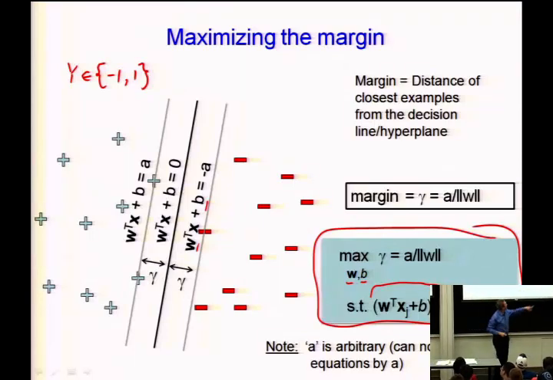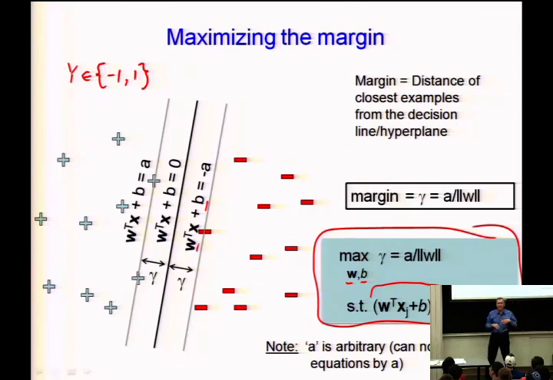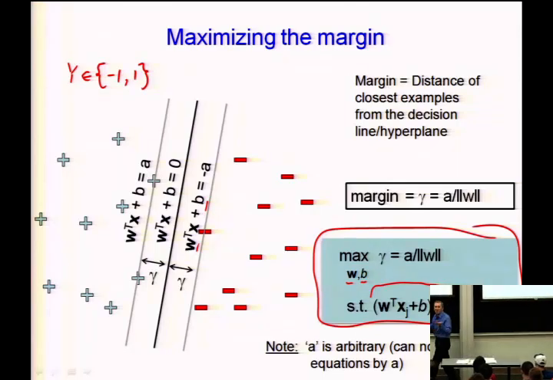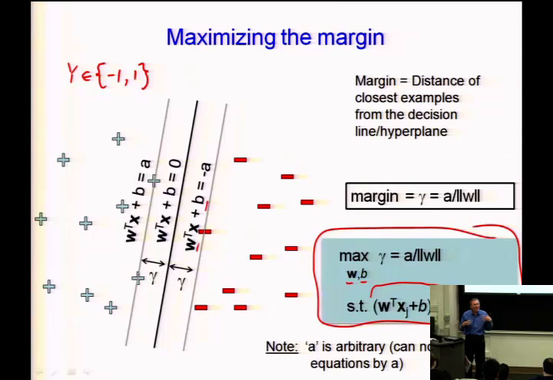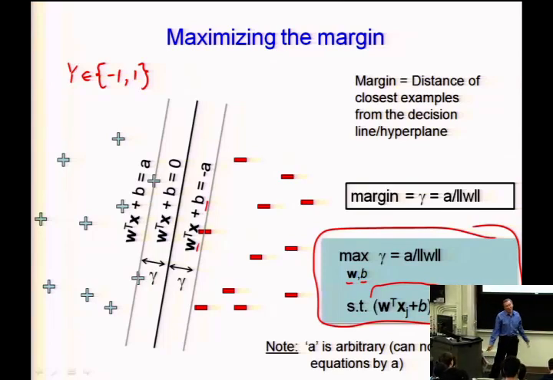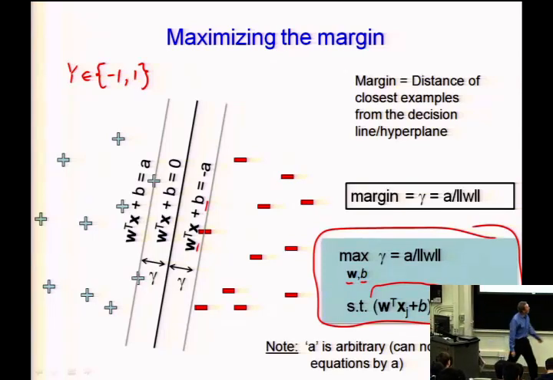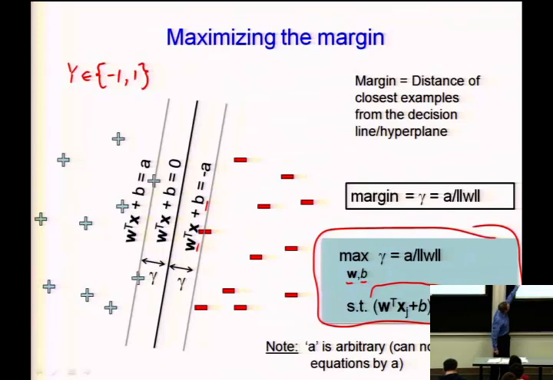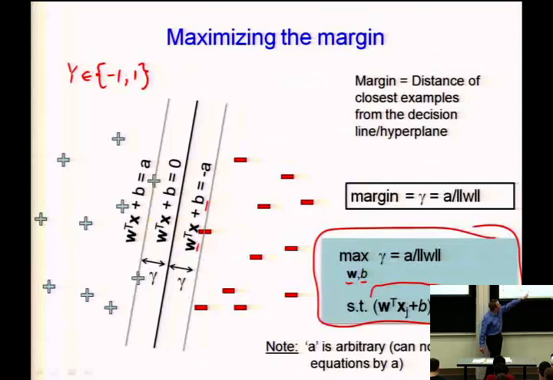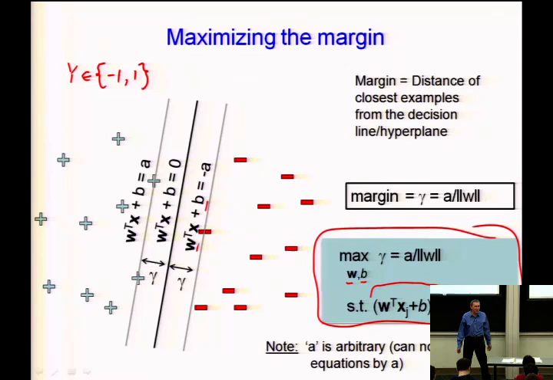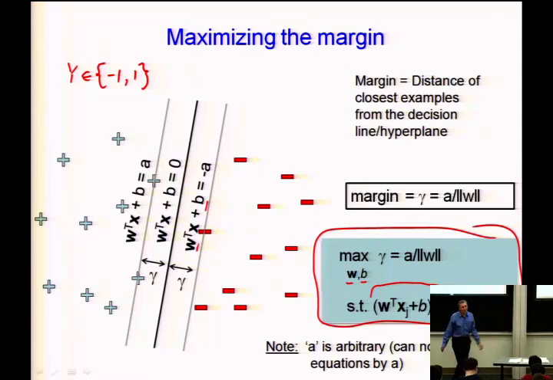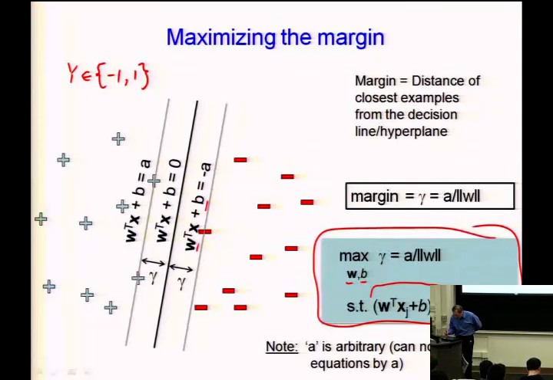So this multiplying by plus or minus 1 is just a way that allows us to have a compact way of expressing the obvious intuitive constraint: we want all the positive examples on this side of wx plus b equals a, and we want all the negative examples on this side, wx plus b equals minus a. Okay, so there's our objective that we want to maximize.